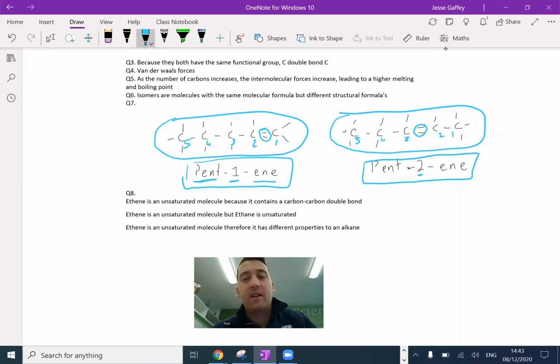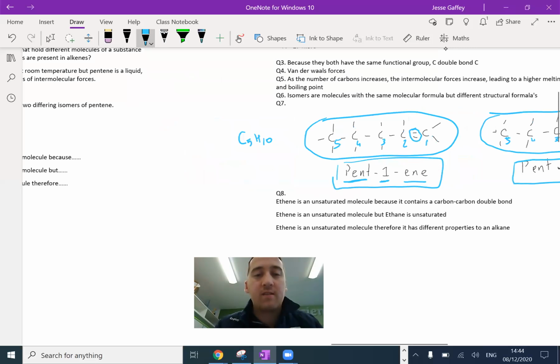And technically, these have the same molecular formula. They both contain 5 carbons and 10 hydrogens, C5H10. This one is also C5H10. Same molecular formula, but a different structural formula. The double bond is in a different place.